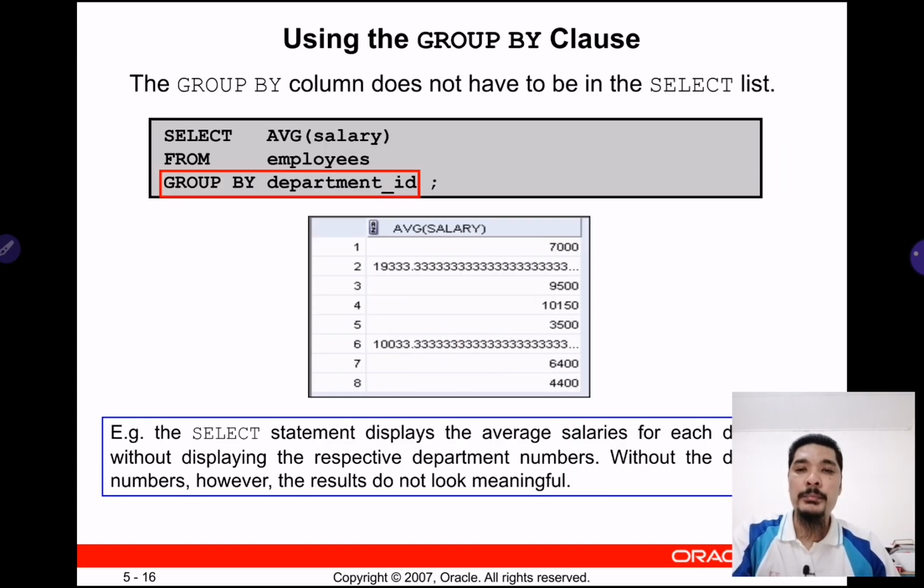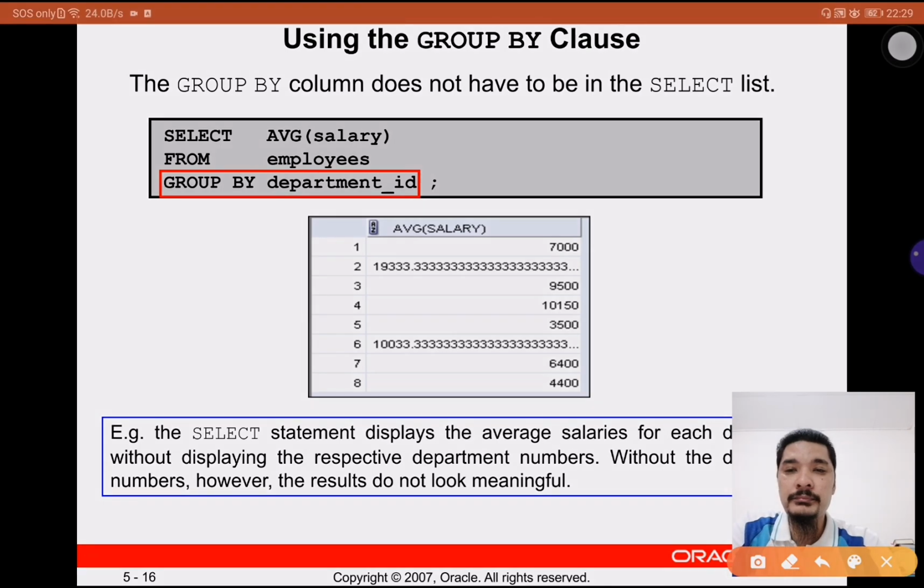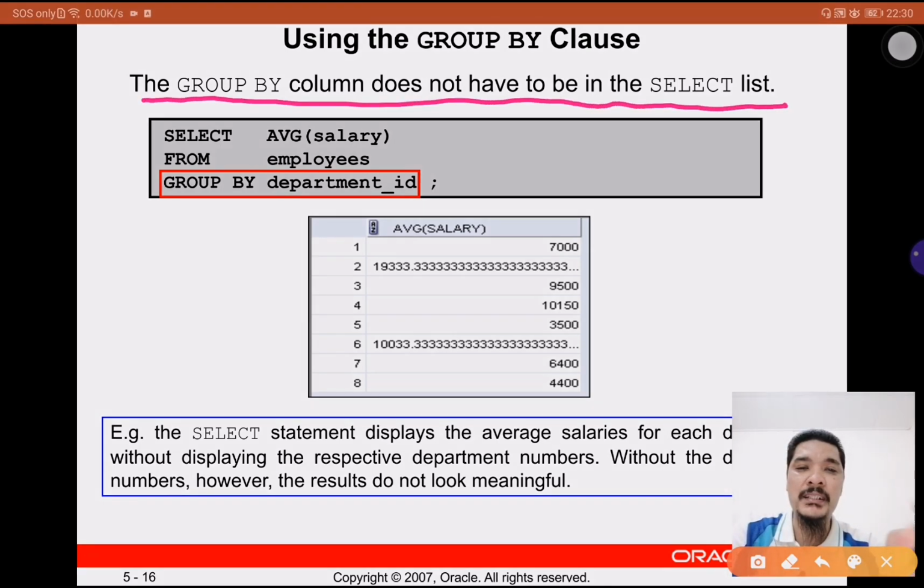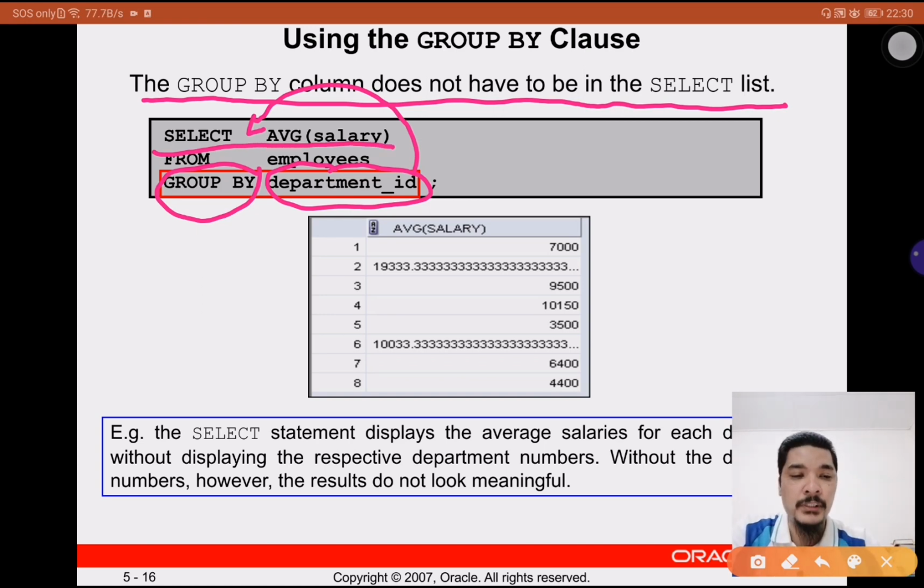Okay, the group by column, listen carefully, the group by column does not have to be in the select list. Okay, what does it mean? The group by column does not have to be in the select column. So this is group by, this is the column. What it means is that this department ID is not necessarily put in the select clause. I repeat.